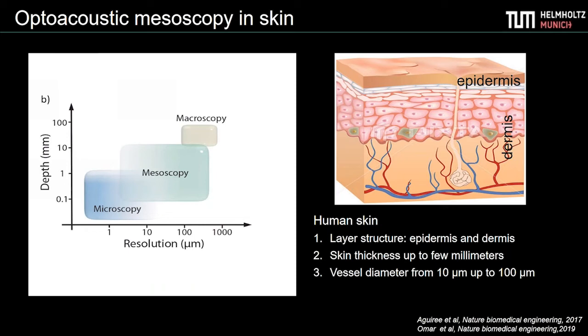And also in the skin, for example, in the dermis layer, they contain vessels. The vessels have diameters ranging from tens of microns, like the capillaries, and going deeper, you have larger vessels up to more than 100 micrometers in diameter. So this requires an imaging modality which has high resolution to resolve structures like the vessels, and also enough penetration depth to image through the whole depth of the skin. So this mesoscopy system is an ideal tool for skin imaging.